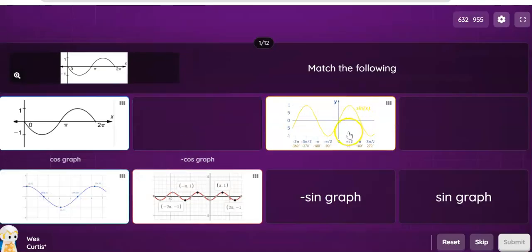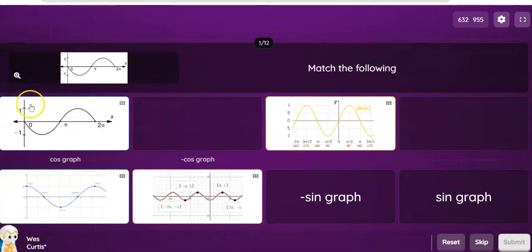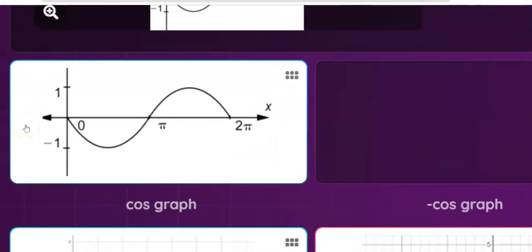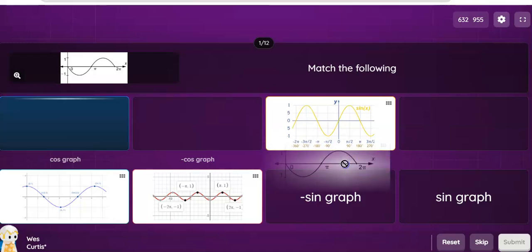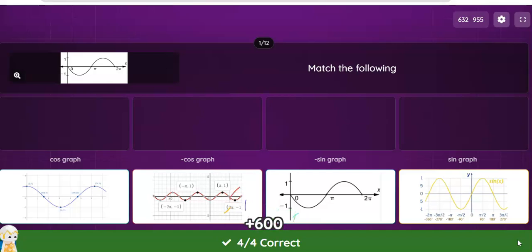I'm looking at the y-intercepts. This one's crossing in the middle going up, but this one's crossing in the middle of this wave going down. So this one is negative sine and this one is positive sine. The one going up is positive sine.